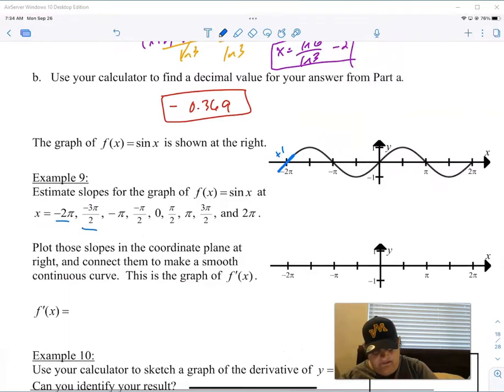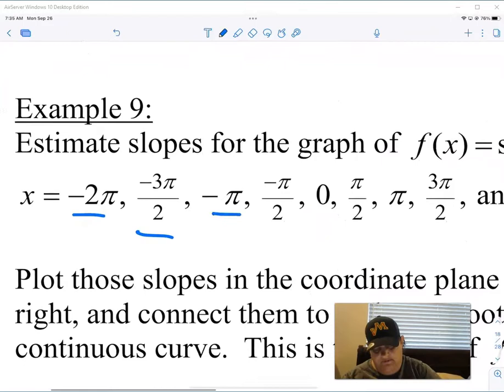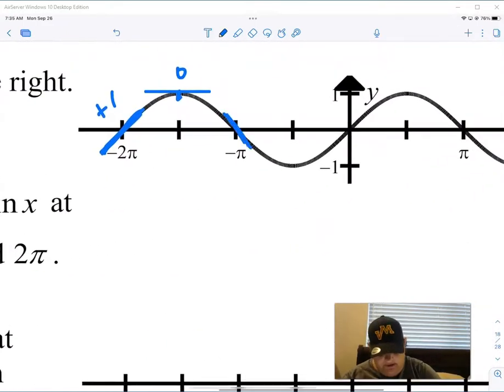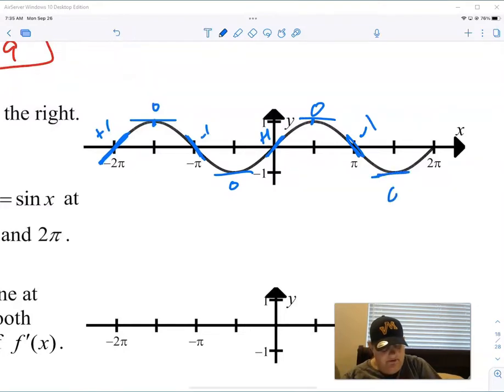Now I'll go to the next one, negative 3 pi over 2. What slope is that right there? There we go. Oh, didn't look like it, but there we go. That's a 0 slope. Then we go to the next one, negative pi. What kind of slope does that have? A negative 1. And then that has a 0 slope, and then that has a positive 1 slope. Okay, so let's keep going. That has a 0 slope, negative 1 slope, 0 slope, positive 1 slope.